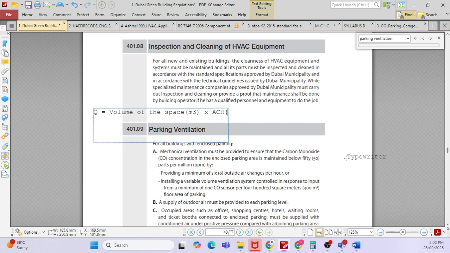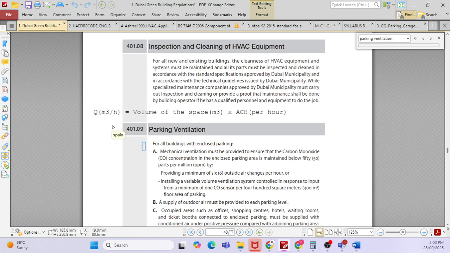So when I calculate my air change per hour, it is per hour. When you multiply both, you will get meter cube per hour. It is very simple: you calculate the volume of the space, which is meter cube, and multiply by 6 air change per hour. You will get total meter cube per hour. So this is your fan capacity for the pollution mode.